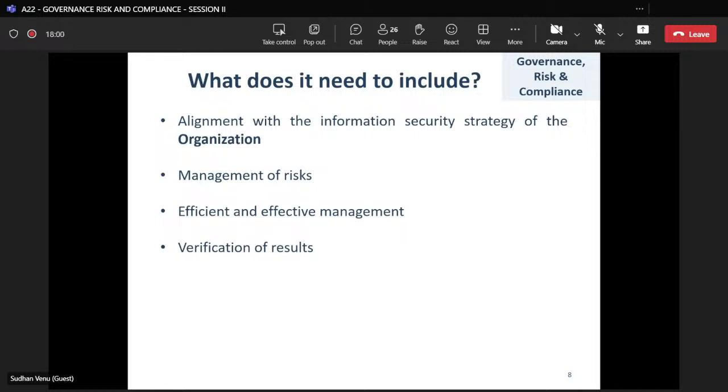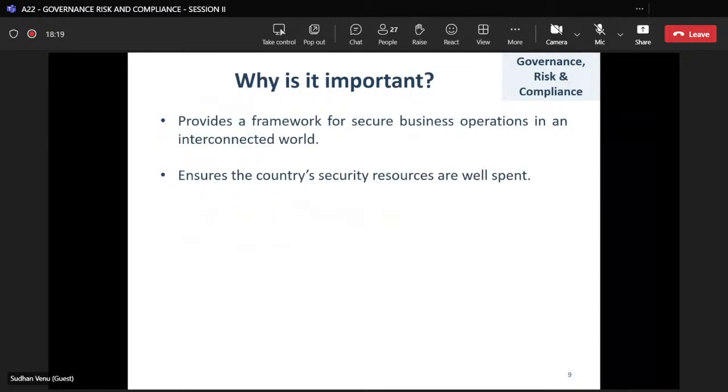And when you get the result, there should be a verification of the result in terms of that ISG framework content. So these are the things needed. Including the ISG framework is important because it provides a framework for secure business operation in an interconnected world. If you are running that organization and aligning the framework, it is important that it be interconnected to the world. So you should provide the business operation, and ensure the security resources, as well as the spend, which they have in that ISG process.